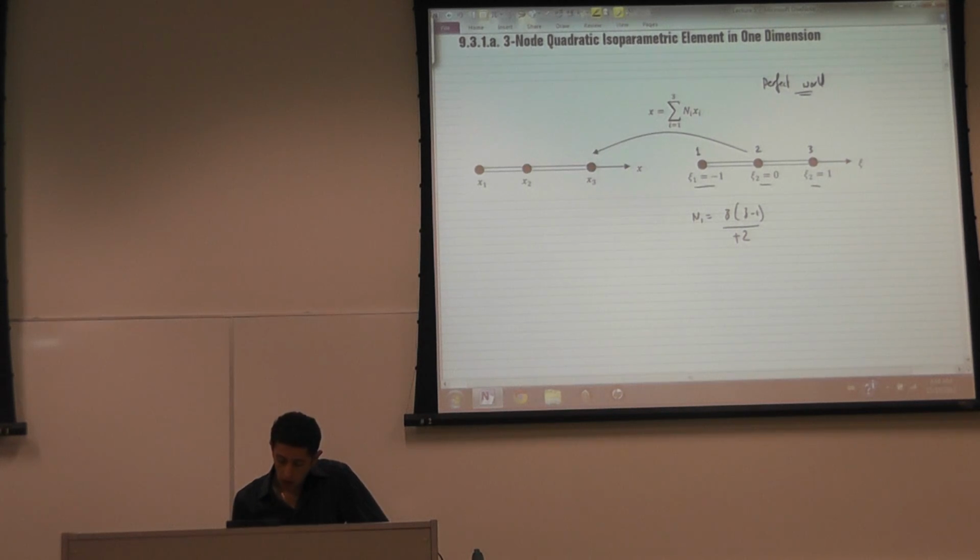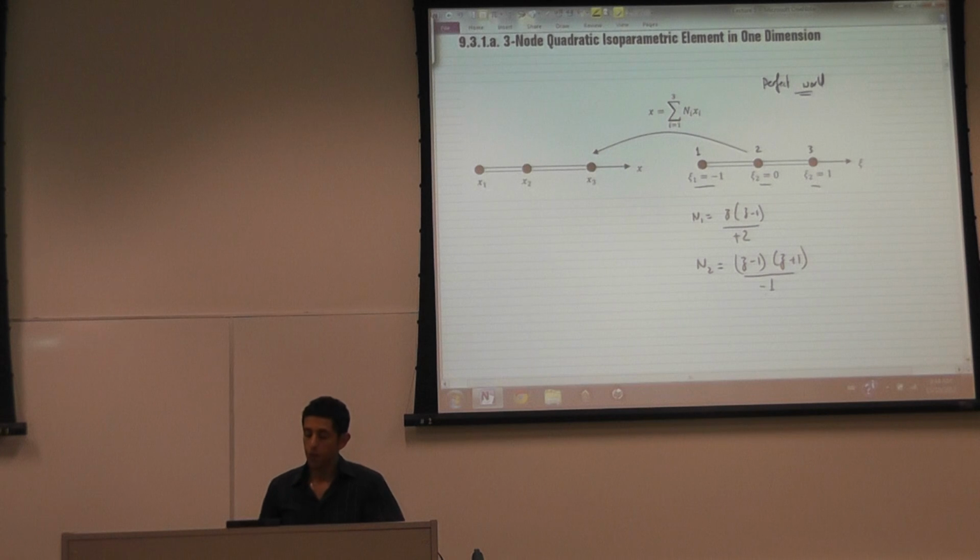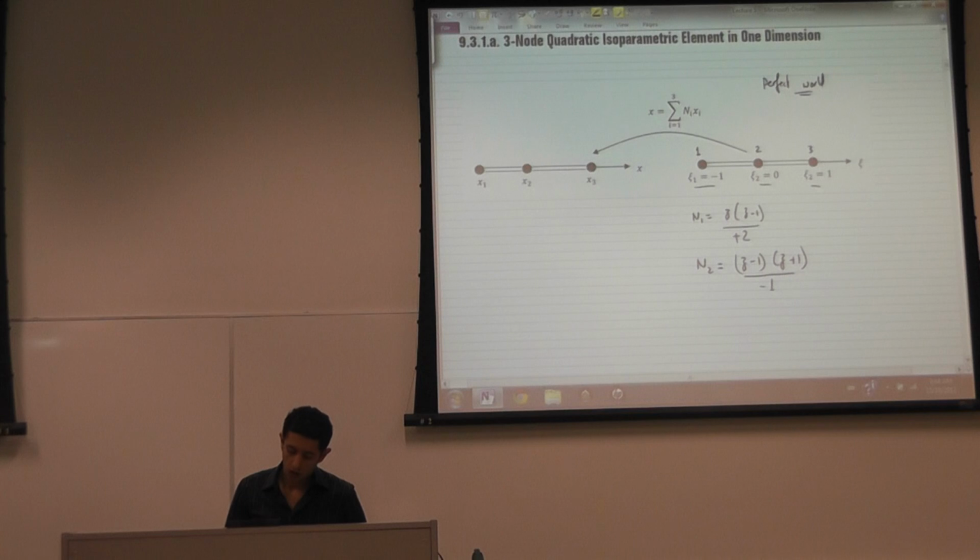If you put here -1, you get N1 is equal to 1. N2 is equal to xi minus 1 multiplied by xi plus 1, divided by -1. If you put xi equal to 0, 0 minus 1, 0 plus 1, you get -1 divided by -1. So N2 will give you 1 right here, and will give you 0 when xi is equal to 1, or when xi is equal to -1.